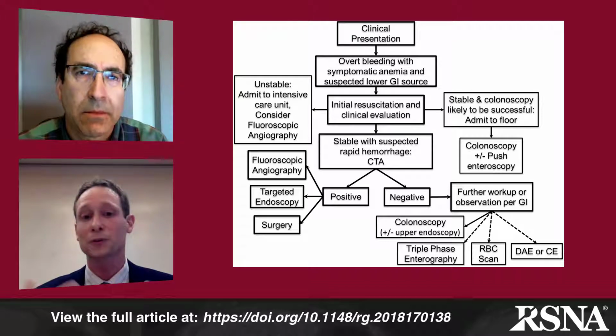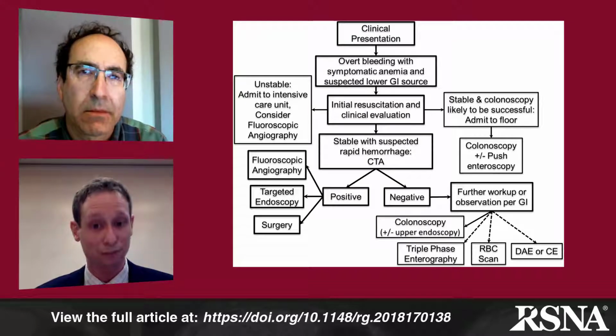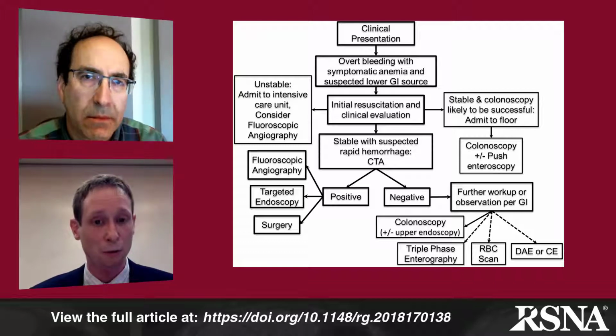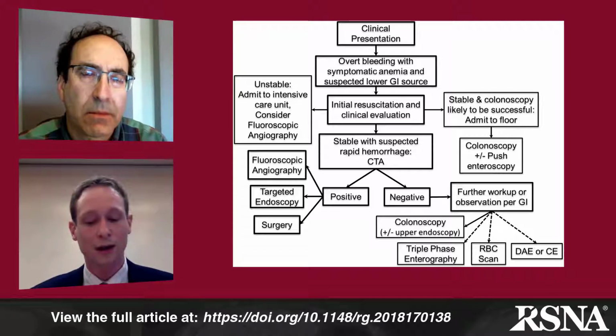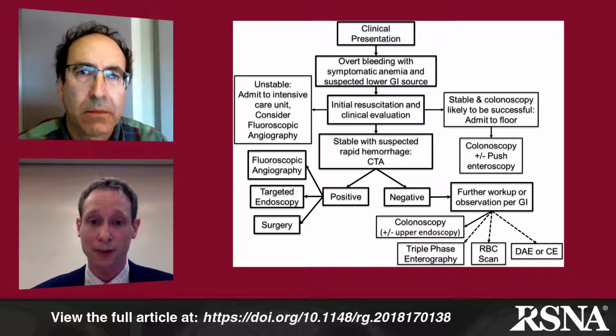So say a person is coming in, we've got a negative CT angiogram, so we know they're bleeding, but we don't know where they're bleeding from. If they've had an upper and lower endoscopy relatively recently, well then maybe a triple phase enterography would be an appropriate evaluation because we're very suspicious of small bowel pathology. Patients who have slow or intermittent bleeding, a red blood cell scan might be the best choice.